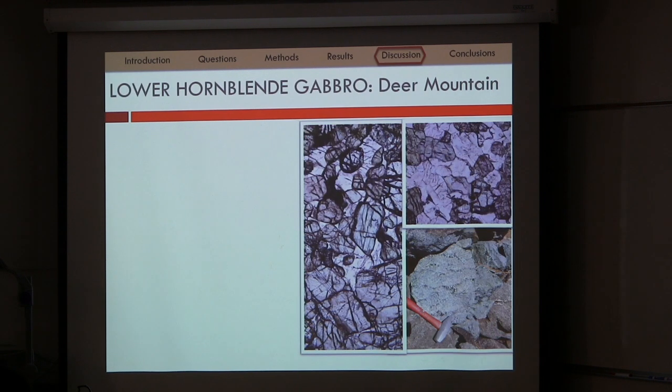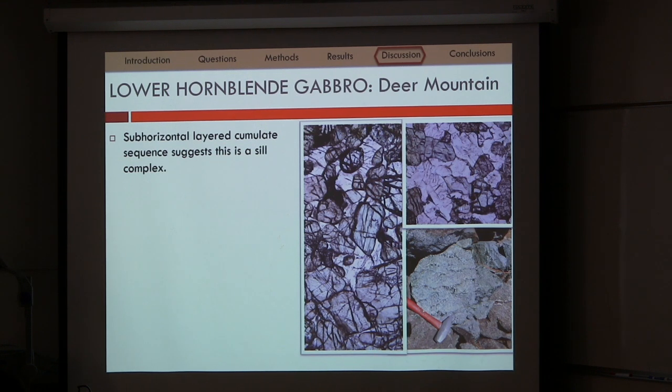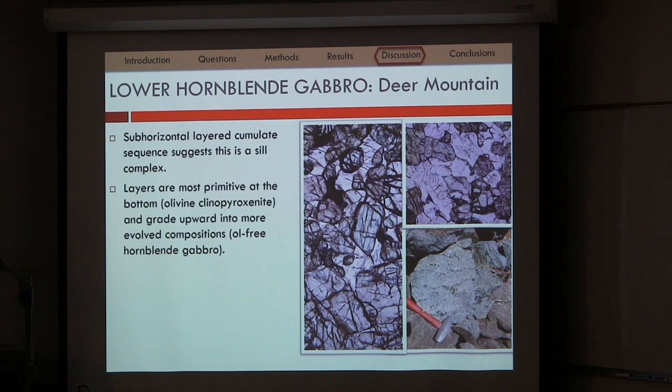Okay, so the lower Hornblende Gabbro is most similar to Deer Mountain. And at Deer Mountain, they are subhorizontal. This is a full complex of subhorizontal layering of cumulates, and so it suggests this is a sill complex. And the layers are the most primitive mineralogies at the bottom. So we have a lot more olivine and pyroxene at the bottom, and it grades upward into more evolved mineralogies toward the top, something they also saw at Torres del Paine.